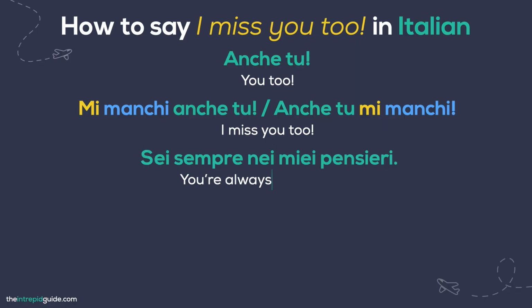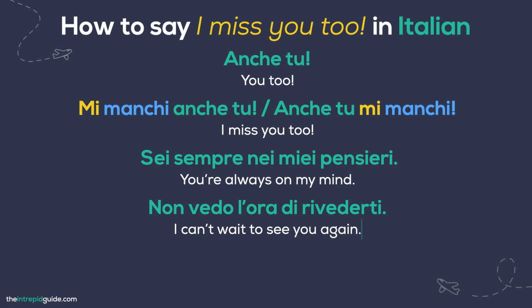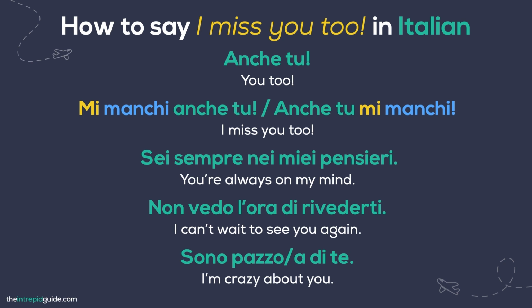be clear. Now, if you're feeling particularly romantic, you can enhance mi manchi anche tu with additional affectionate phrases such as Sei sempre nei miei pensieri. You're always on my mind. Non vedo l'ora di rivederti. I can't wait to see you again. Or Sono pazzo, pazza di te. I'm crazy about you.